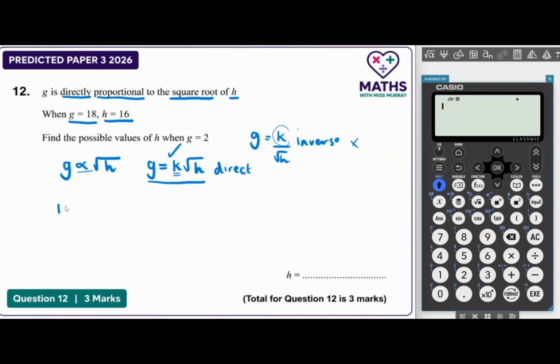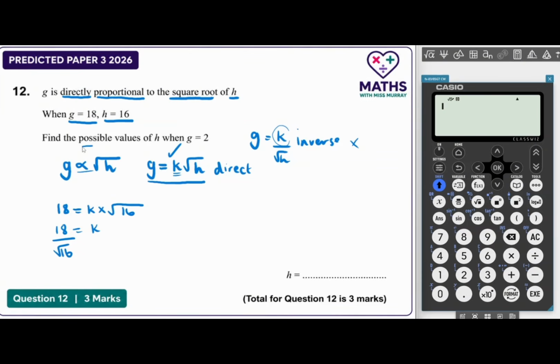So G is 18, I don't know k, that's what I'm trying to work out, multiplied by the square root of H, which is the square root of 16. So I need to find k. So instead of timesing by square root 16, k is going to be 18 divided by root 16.